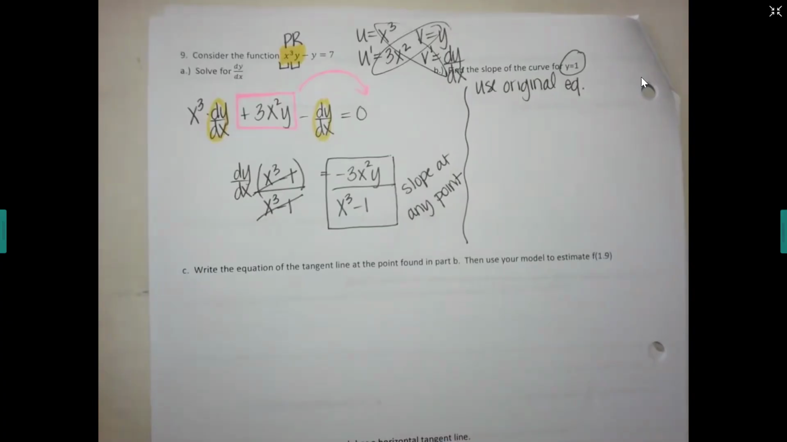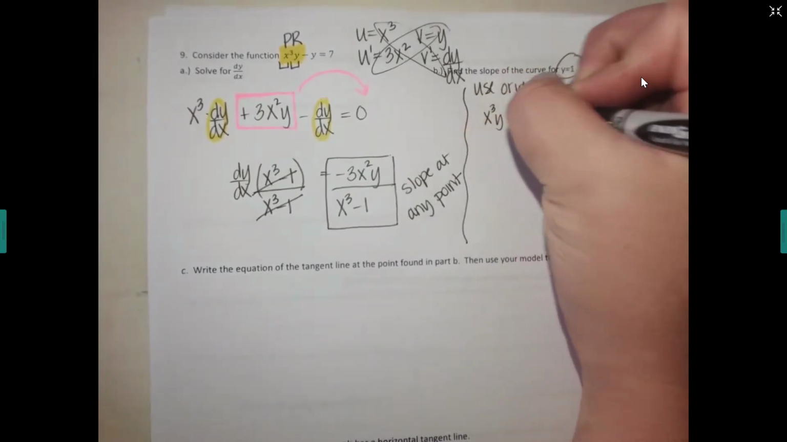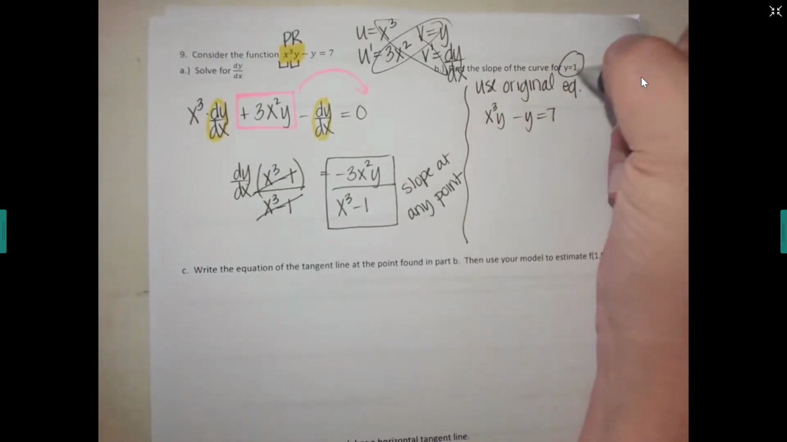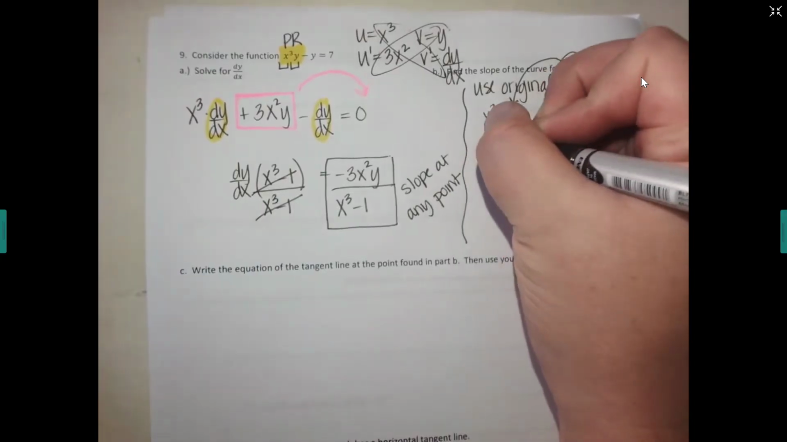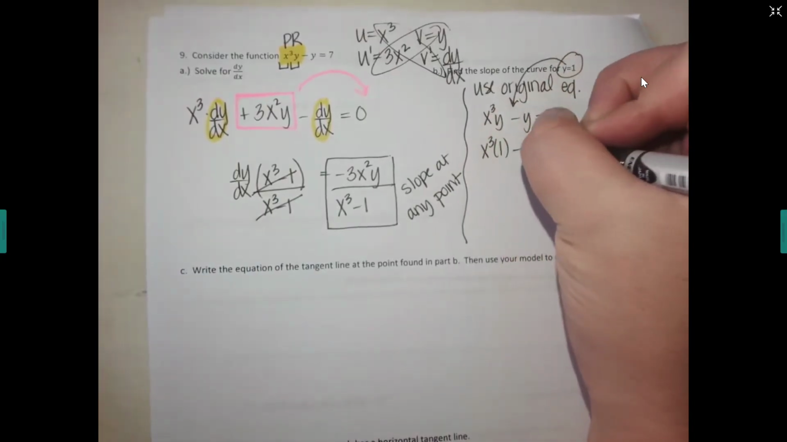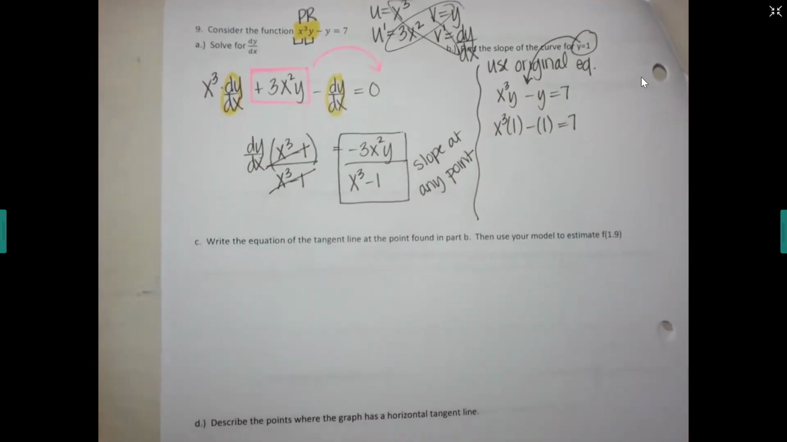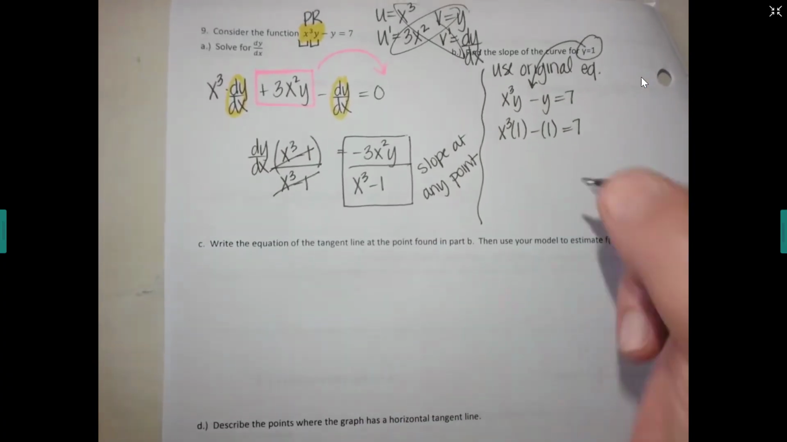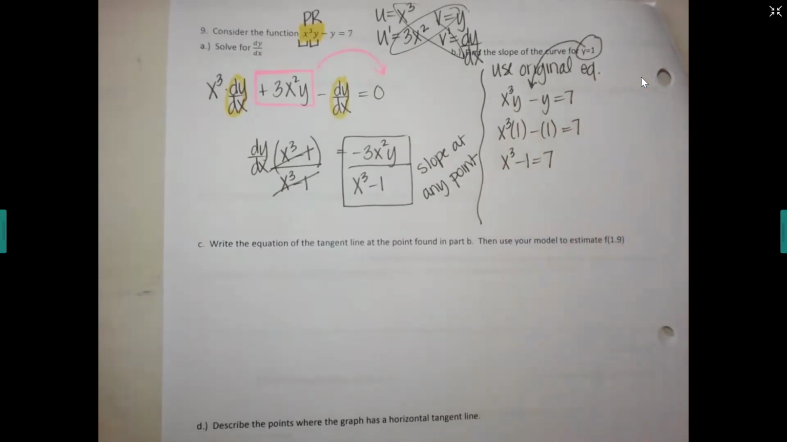So my original equation was x cubed y minus y equals 7. I'm going to take that 1 and drop it into both of my y spots. So this would be x cubed times 1 minus 1 equals 7. That's going to be x cubed minus 1 equals 7. What would my next step be to solve?